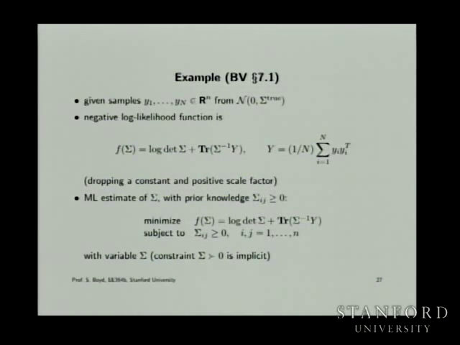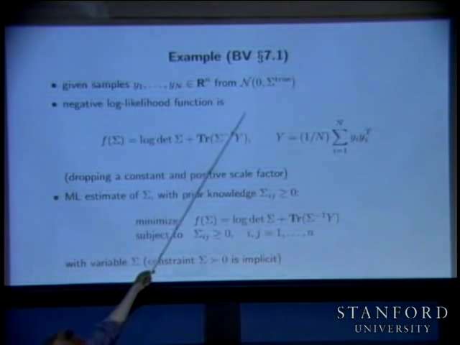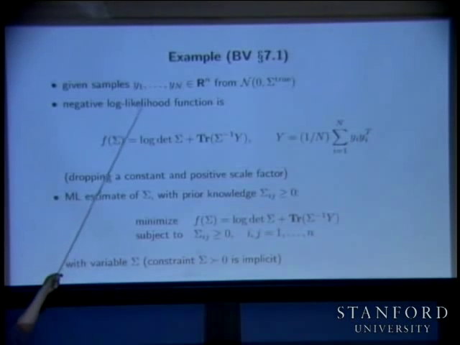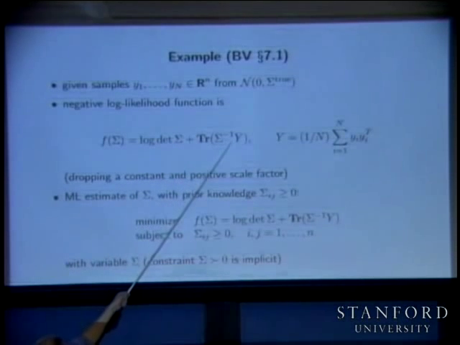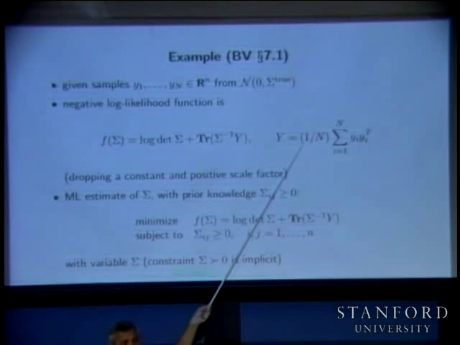So here's an example. It's actually out of the book, in the chapter on approximation. Here's the problem. You're given a bunch of samples from a distribution, you've subtracted off the mean or something, and they come from something with a covariance matrix sigma true. Our job, given a bunch of samples, is to estimate the covariance matrix. The negative log likelihood function, which we're going to minimize, is log det sigma plus trace sigma inverse Y, and capital Y is the empirical second moment of your samples, not the covariance, because there's no reason to believe that the y_i sum to zero. They won't.